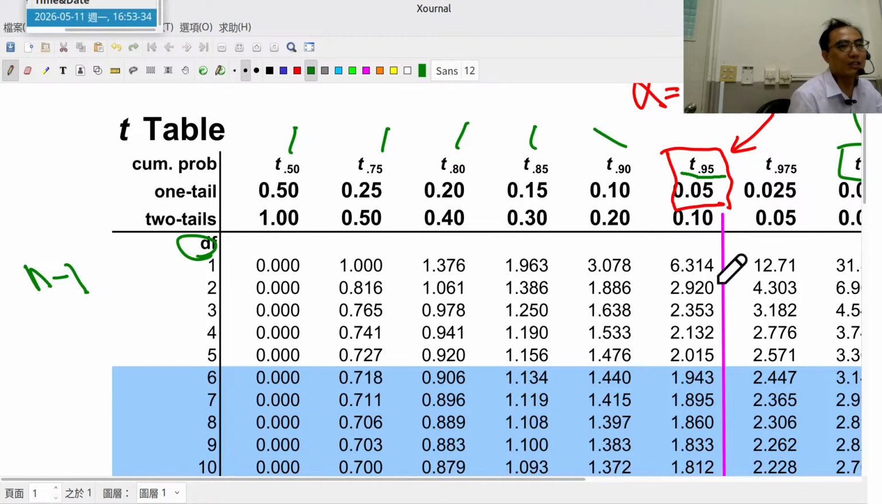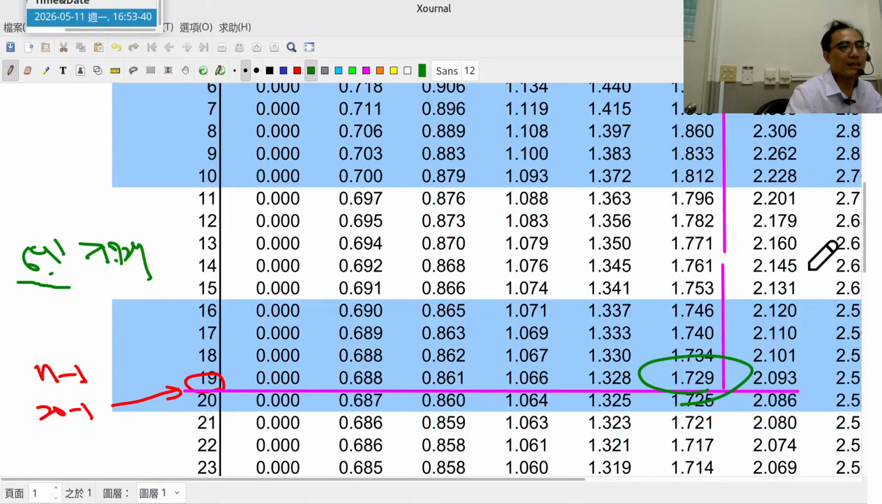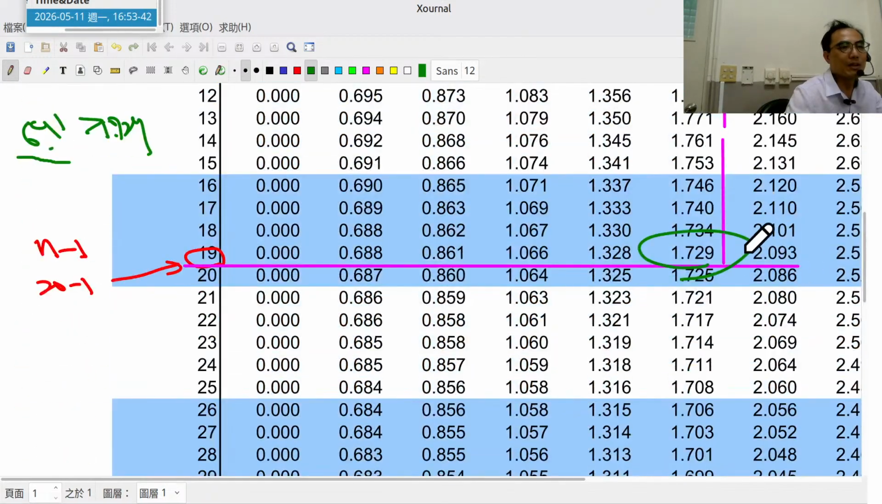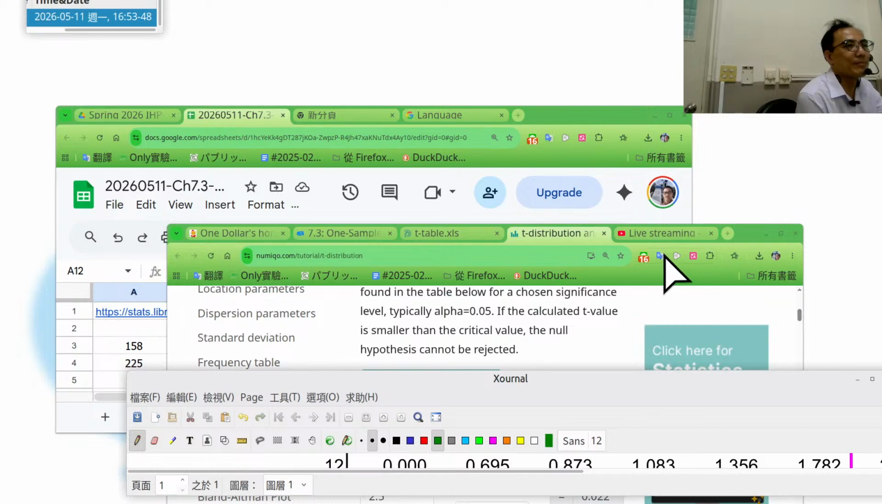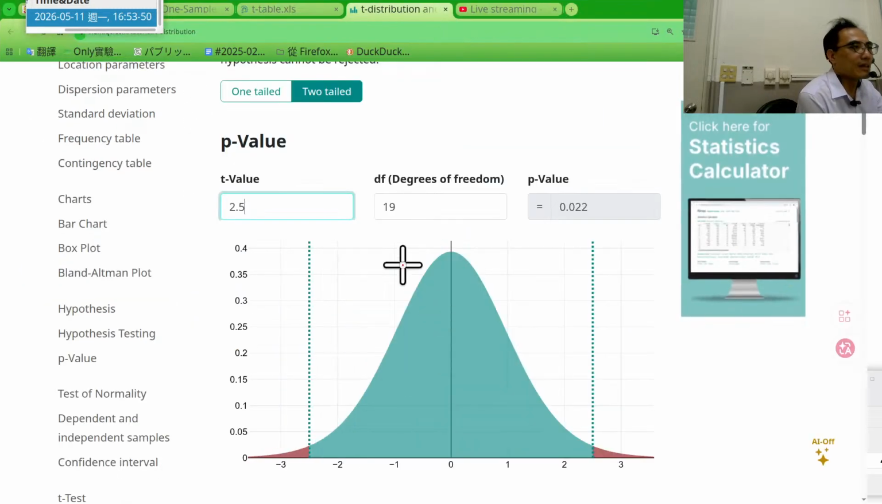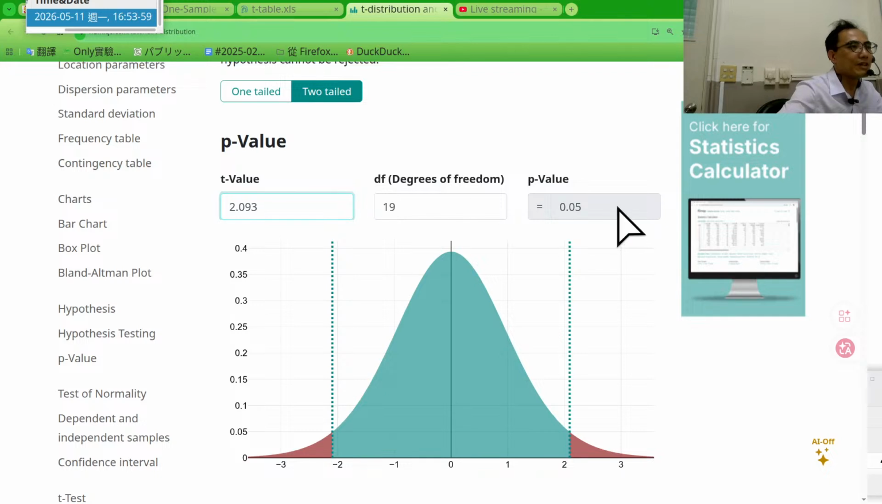If two-tailed, here, 0.05. You can type 2.093. See? Can we get it?